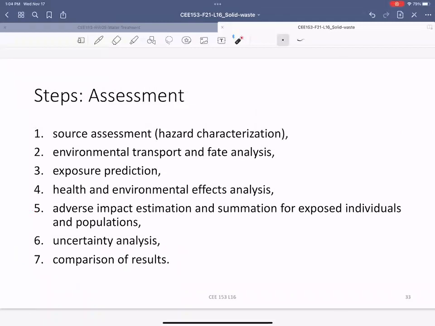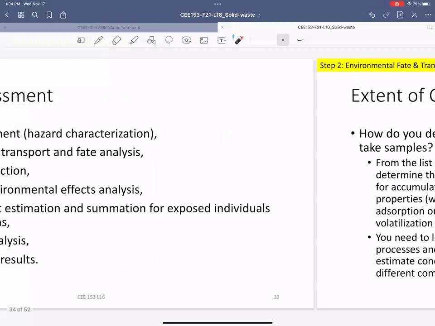So again, these are the different steps. Once you determine that, you also have to understand all these other aspects of it: how far they will move, what the exposure is, who is going to be exposed, and how you determine that. Based on whether the pollutant is volatile or sticky, you can see where they are. And we'll do those calculations in this class.